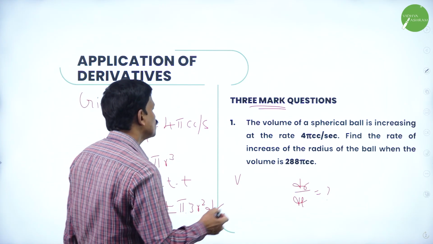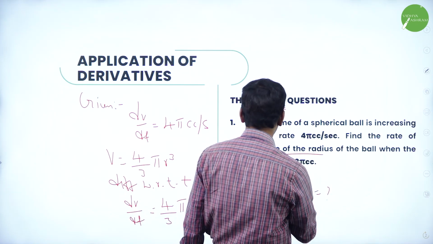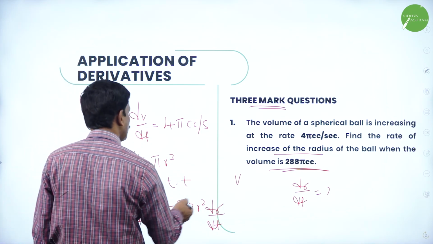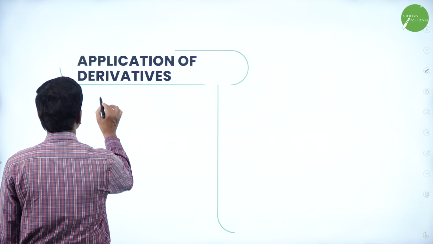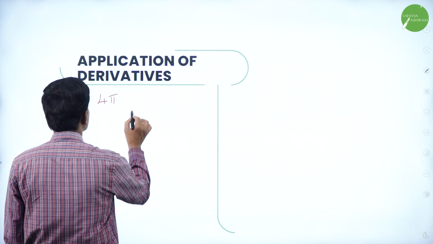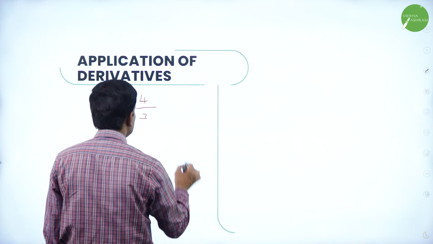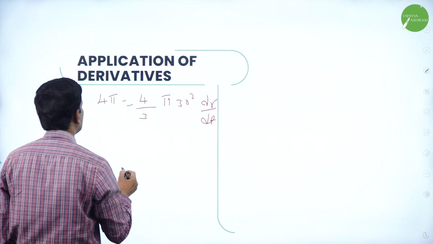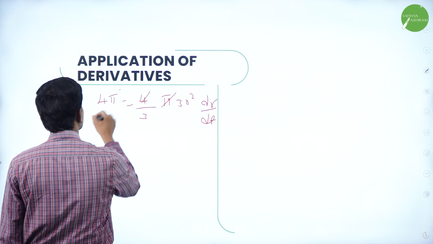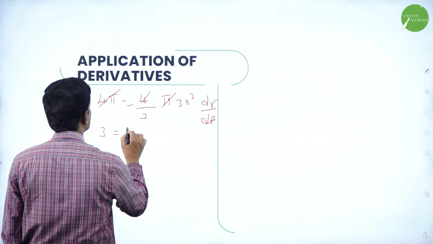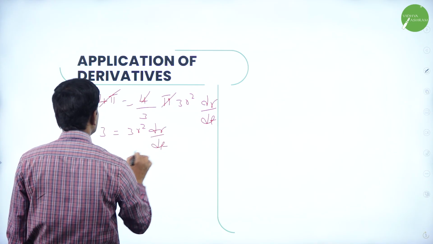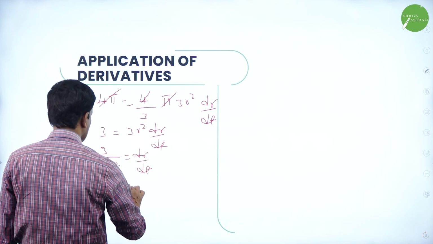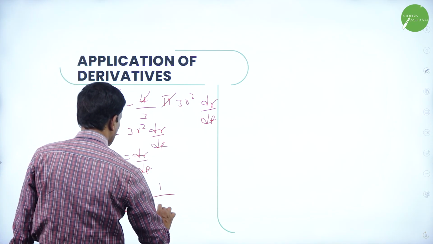Now just substitute the value of dV by dt. What is dV by dt? 4 pi is equal to 4 by 3 pi into 3r square dr by dt. Now cross multiply this. So 4 pi gets cancelled. 3 into 1 is 3, equal to 3r square dr by dt, or just 3 by 3r square is equal to dr by dt. So dr by dt is equal to 1 by r square.